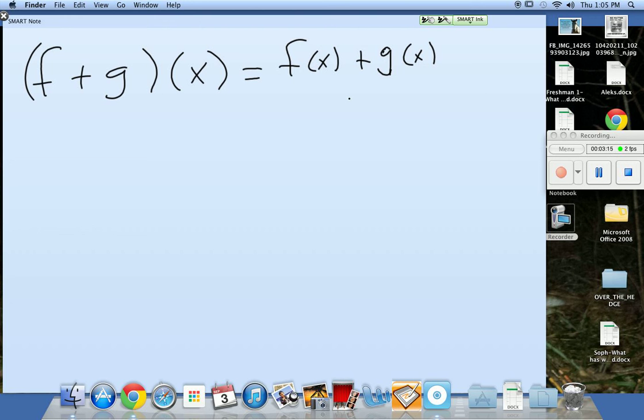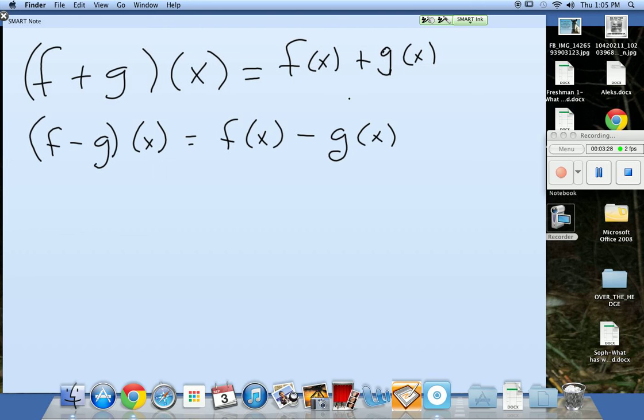If we subtract them, the same can be said. f minus g of x equals f of x minus g of x. So adding and subtracting work the same way. Whatever the sign is in here, we split them up and we use that sign here. Okay?